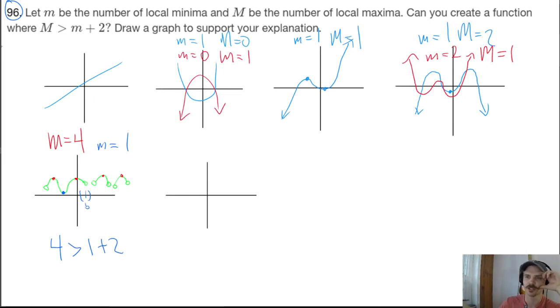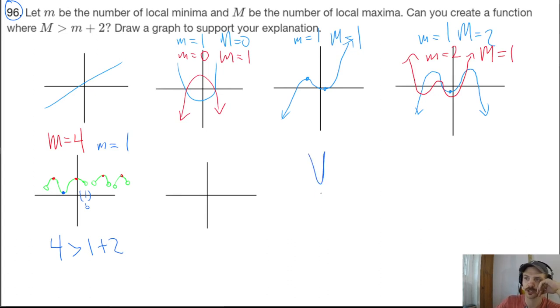But anyway, this is asking us, it says, let little m be the number of local minima, and big M be the number of local maxima. Can you create a function where the number of local maxima is greater than the number of local minima plus 2? So however many local minima you have, you need 3 or more than that to satisfy this condition of the maxima. And so it's a yes or no question.